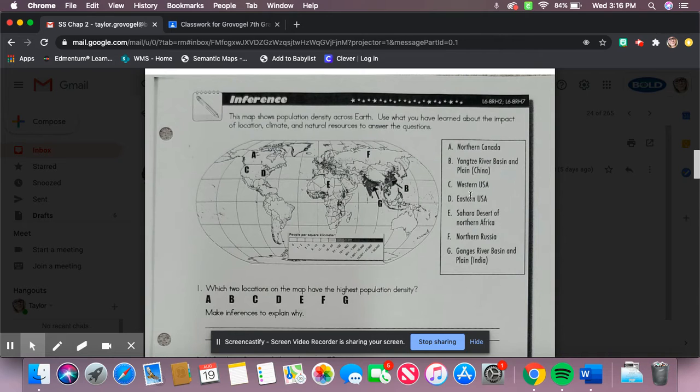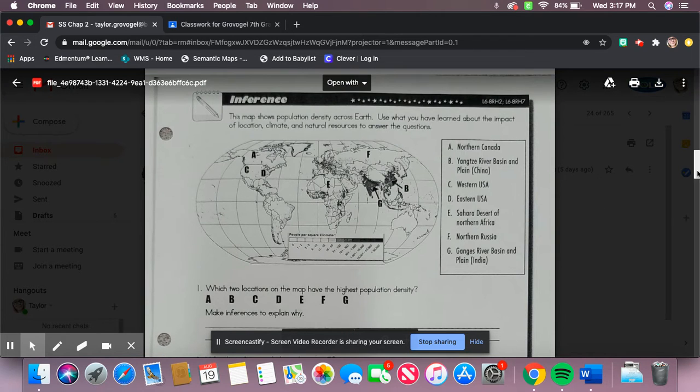So every time we have an assignment, the first thing we need to do is read our instructions so we understand what we need to do for our assignment. Let's go ahead and do that. It says this map shows population density across Earth. Use what you have learned about the impact of location, climate, and natural resources to answer the question.